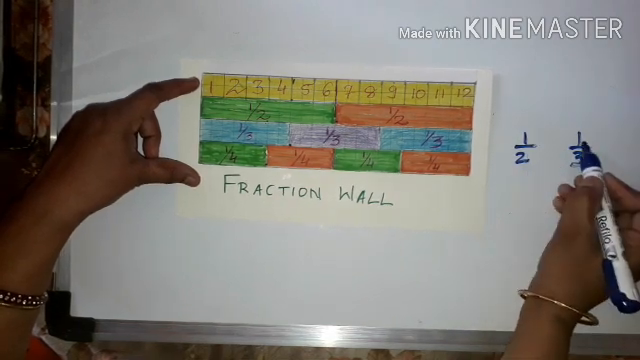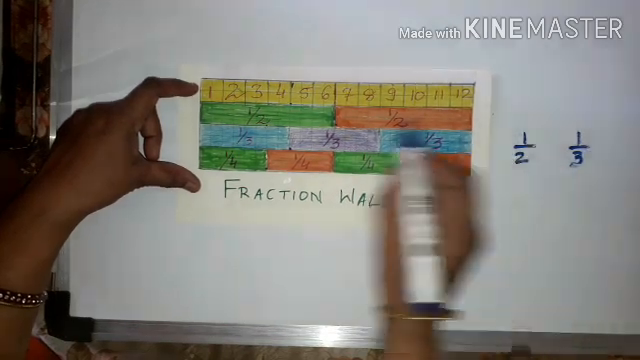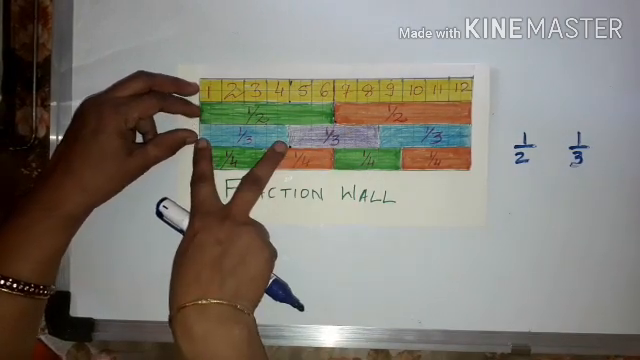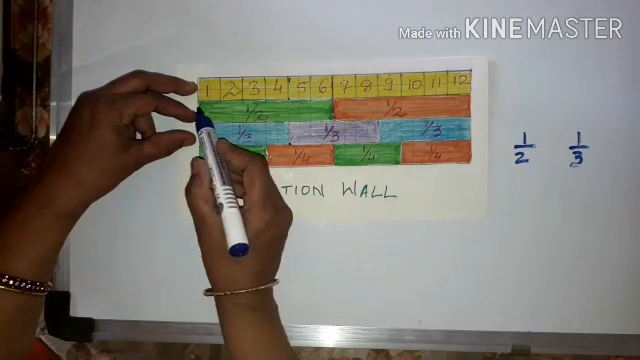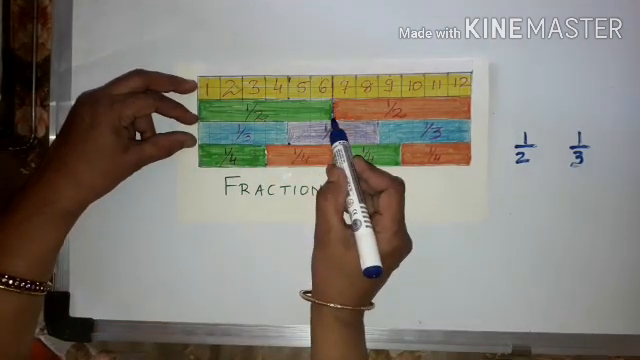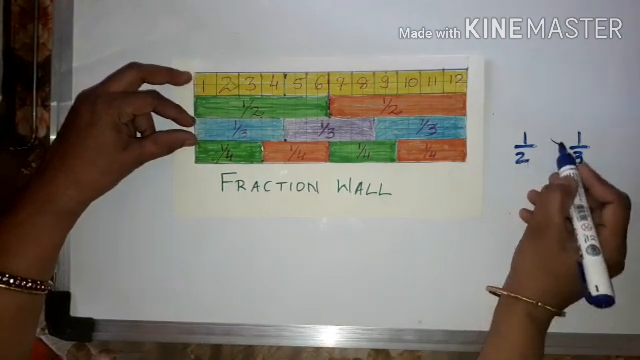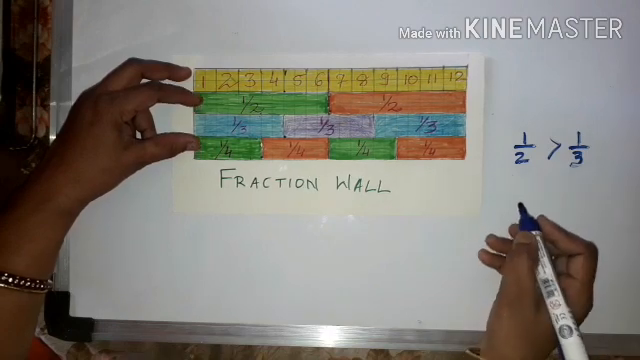Here you have numerators to be equal. Now observe the part over here. Half is this much part and 1/3 is this much part. Which is greater? Obviously you can see that green part is more than this one. That is, half is greater than 1/3. You may compare the others also.